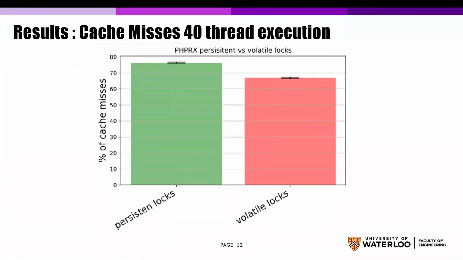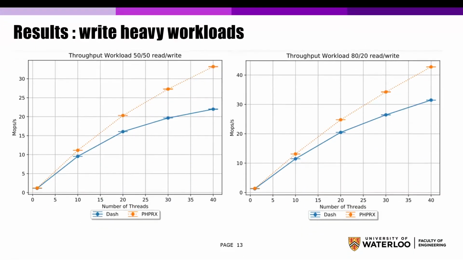The first results are exclusively for our implementation, and it just shows that by placing logs in volatile memory, the implementation had 10% fewer cache misses, increasing performance. Now, for the write-heavy workloads, PHPRX benefits greatly from the low allocation overhead and the use of volatile logs, being up to 50% faster on the 50/50 workload and 30% faster in the 80/20 workload.